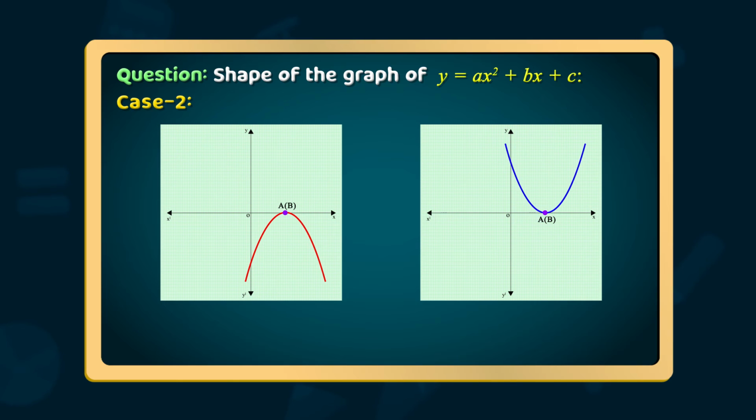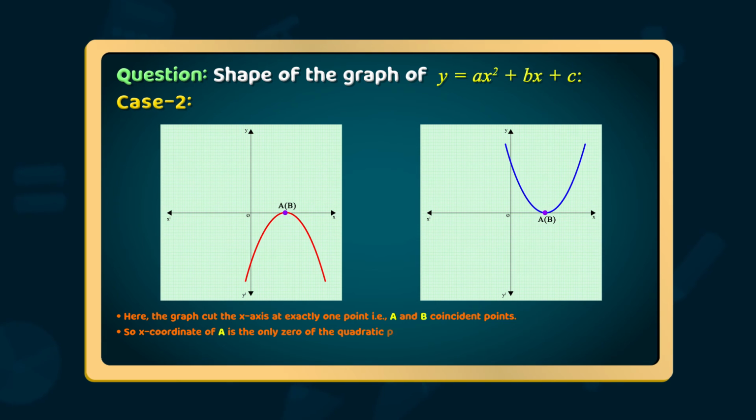So what you observed here: the first point, the graph cuts the x-axis at exactly one point, that is A and B coincident points. Second point, the x coordinate of A is the only zero of the quadratic polynomial ax square plus bx plus c.